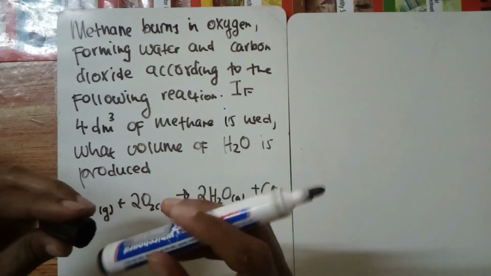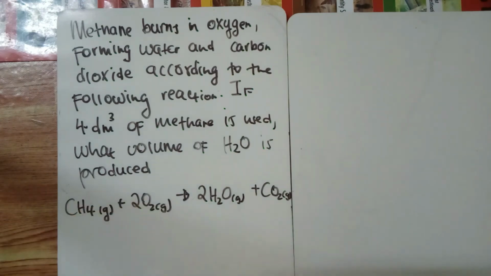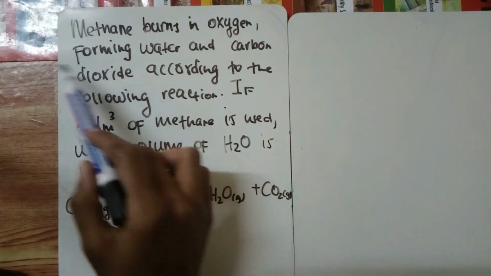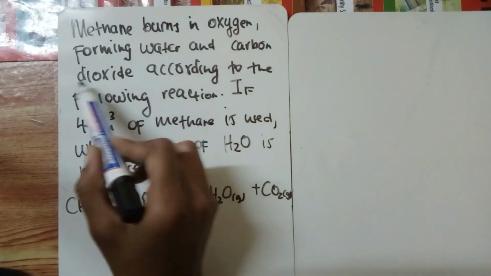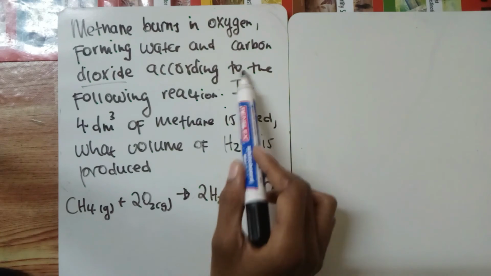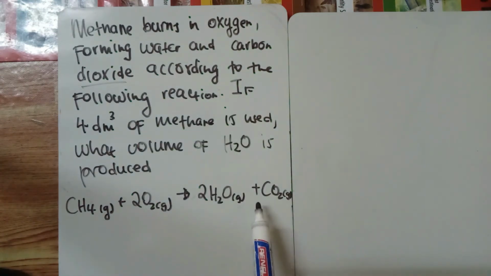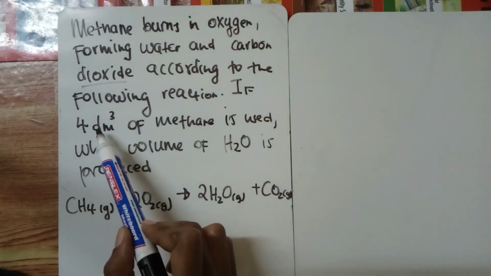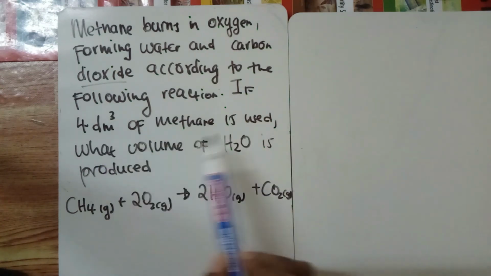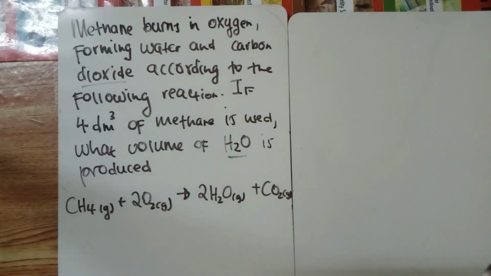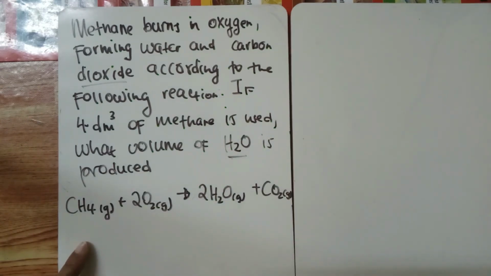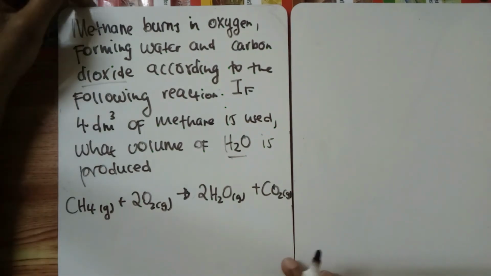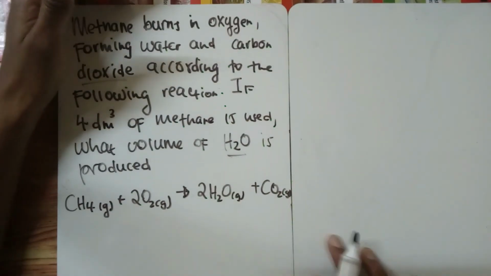Let's see if we can take just one last example quickly. It's a very interesting question as well. They say methane burns in oxygen, so it's a combustion reaction forming water and carbon dioxide, right? And then according to the equation that they give us here, they say that if 4 cubic decimeters of methane is used, what volume of H2O is produced? So they've given us the volume of methane that is used up, and this is at STP.